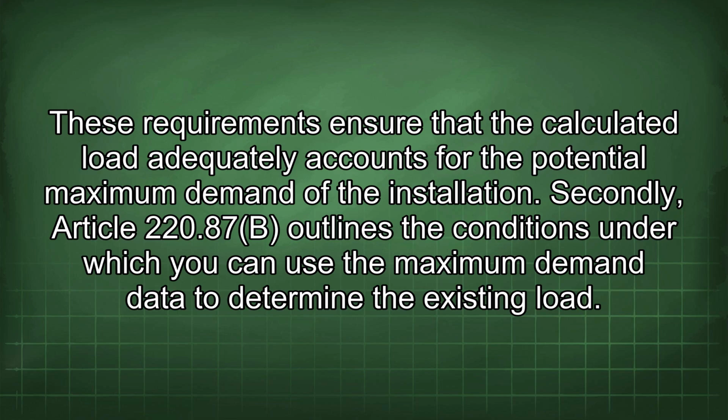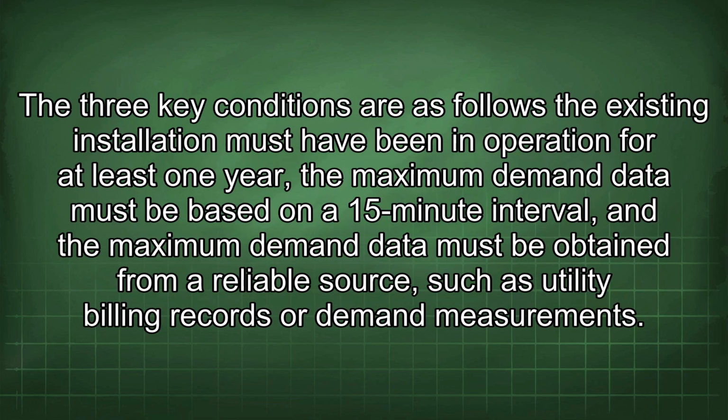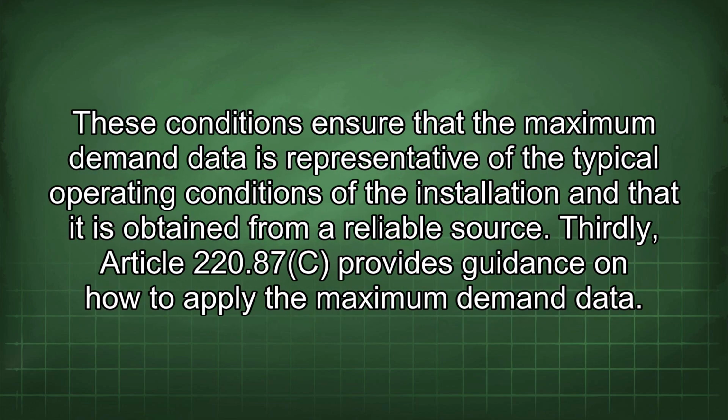Secondly, Article 220.87(B) outlines the conditions under which you can use the maximum demand data to determine the existing load. The three key conditions are as follows. The existing installation must have been in operation for at least 1 year. The maximum demand data must be based on a 15-minute interval, and the maximum demand data must be obtained from a reliable source such as utility billing records or demand measurements. These conditions ensure that the maximum demand data is representative of the typical operating conditions of the installation and that it is obtained from a reliable source.